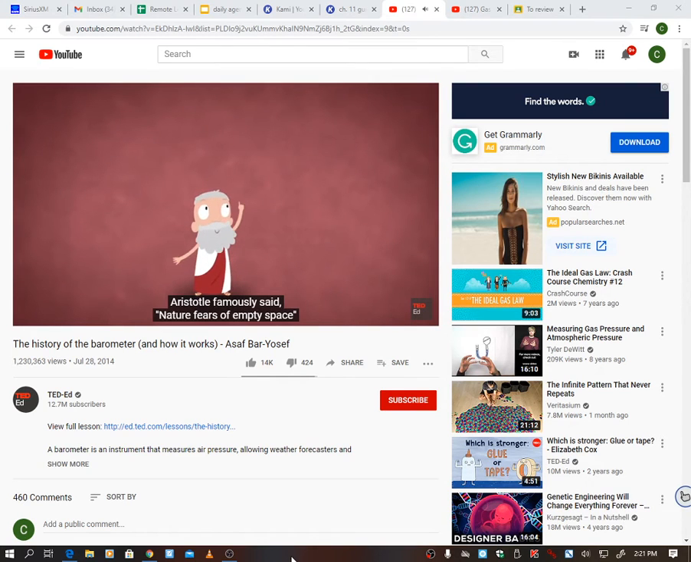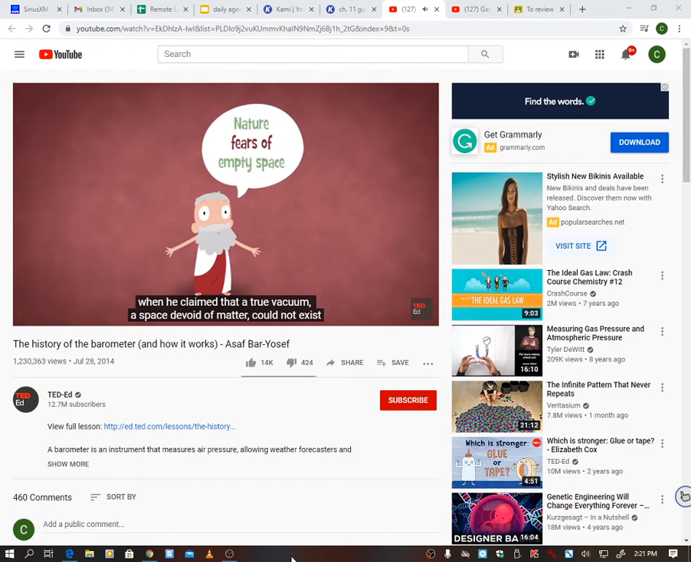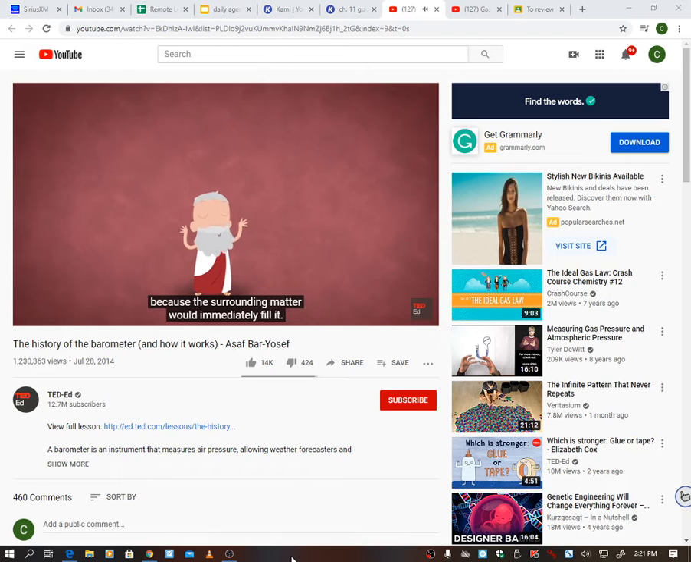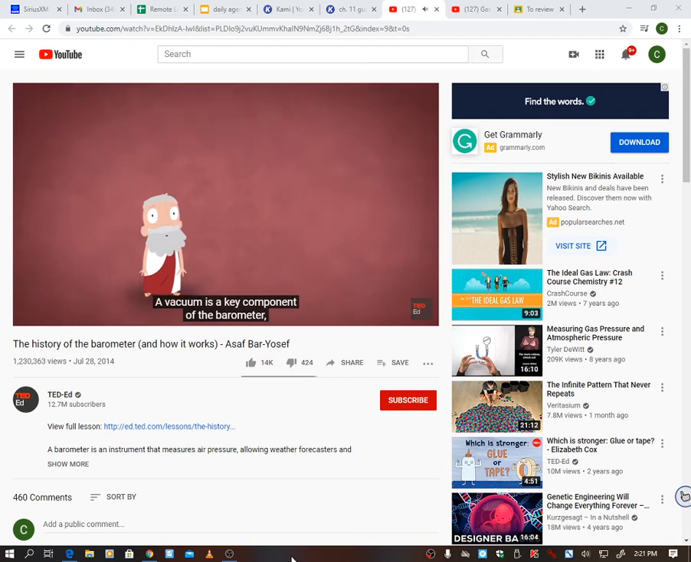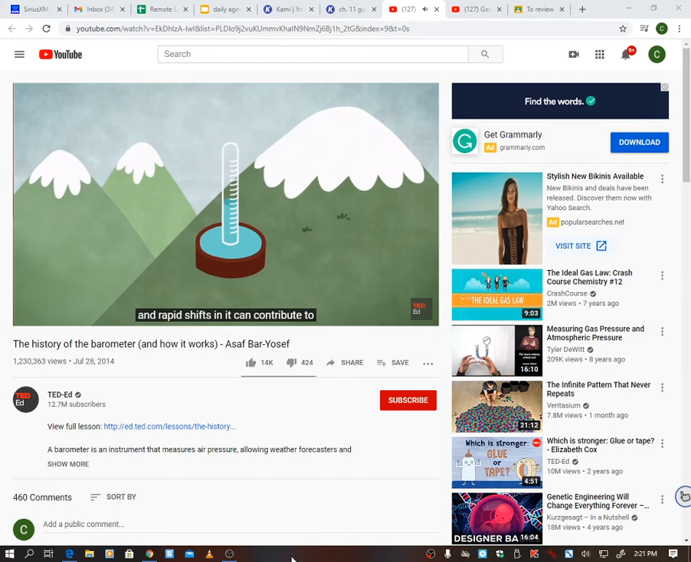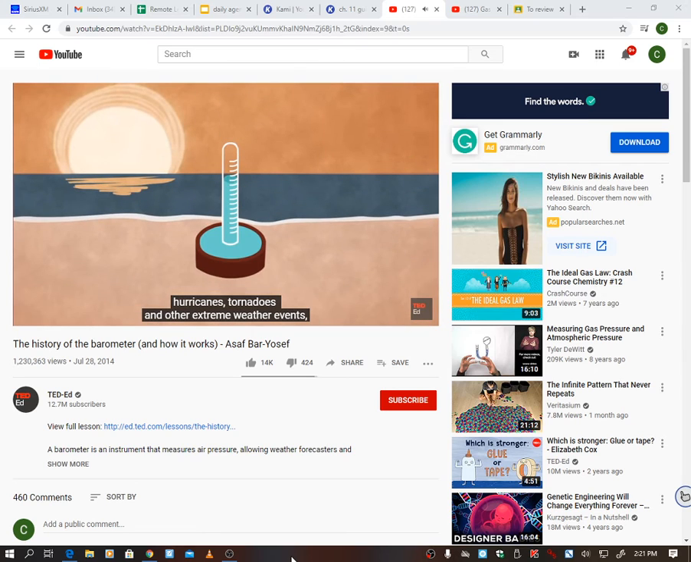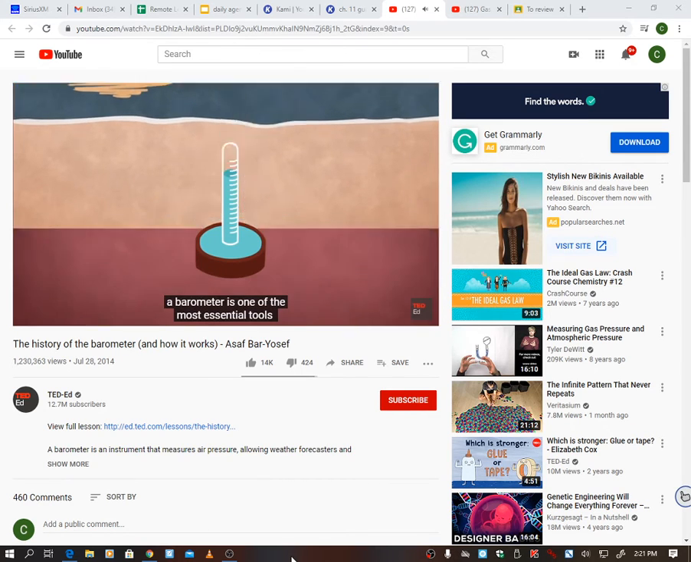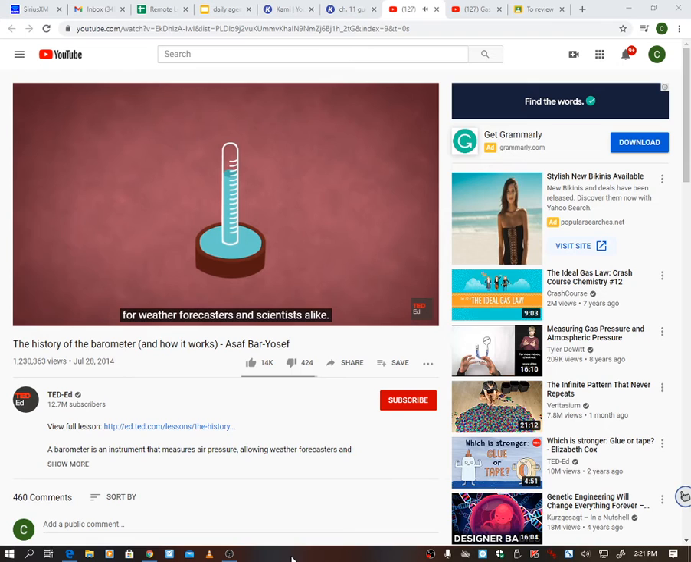Aristotle famously said, "Nature fears empty space," when he claimed that a true vacuum, a space devoid of matter, could not exist, because the surrounding matter would immediately fill it. Fortunately, he turned out to be wrong. A vacuum is a key component of the barometer, an instrument for measuring air pressure. And because air pressure correlates to temperature, and rapid shifts in it can contribute to hurricanes, tornadoes, and other extreme weather events, a barometer is one of the most essential tools for weather forecasters and scientists alike.